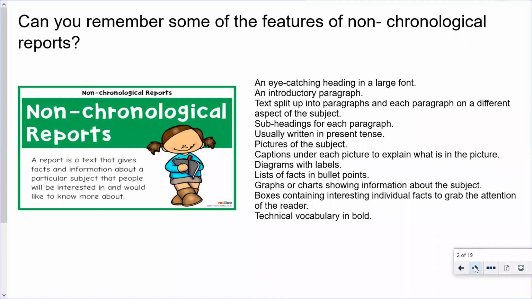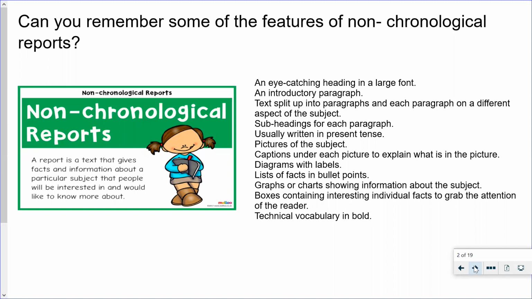Before we begin today's lesson, I would like you to reflect back on your learning this week. What did we learn about? You're right, we learned about non-chronological reports. Can you remember what is a non-chronological report? You're right, non-chronological reports are texts that give us information and facts about a subject that we might be interested in or we might not know a lot about.